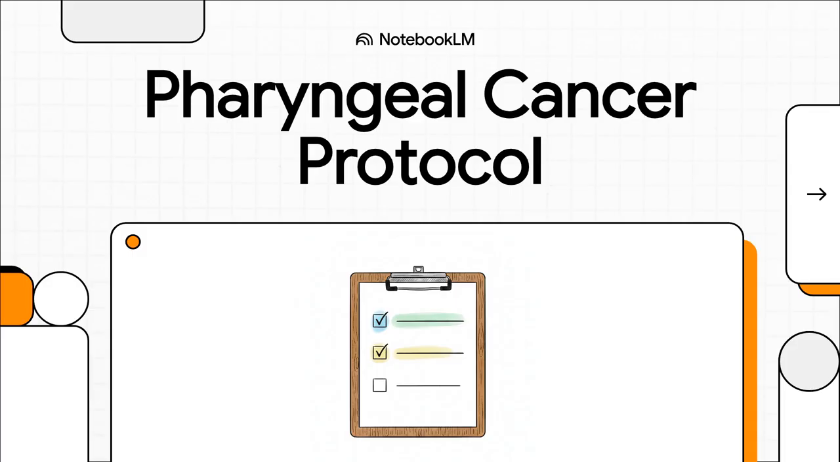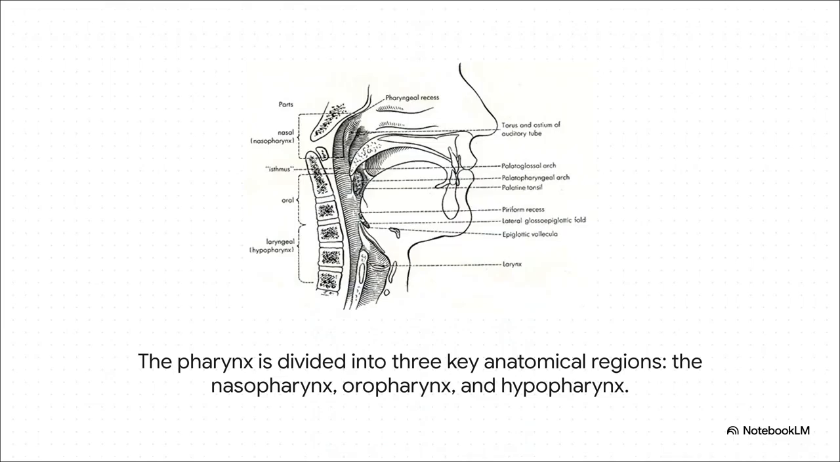Let's dive in. First things first, before we even talk about the cancer, we have to understand the lay of the land. You see, the pharynx isn't just one single thing. It's actually 3 different zones: the nasopharynx, the oropharynx, and the hypopharynx. And why is that so important? Well, because a tumor in one of these spots behaves and is staged completely differently from a tumor in another. The CAP protocol is what gives us the framework to navigate all this complexity with real precision.